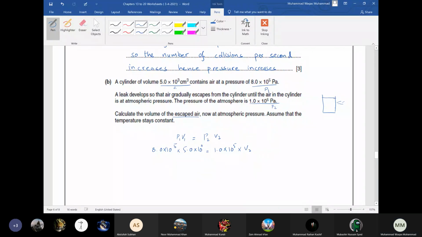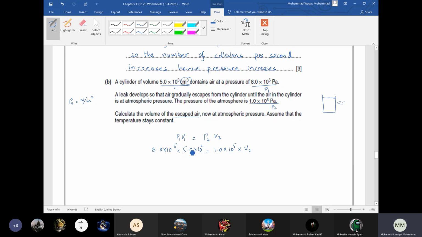Now, beta, here two things are important. First, we know Pascal is equal to Newton per square meter, right or wrong? Yes, sir. Pressure is in Pascal and volume is in cubic centimeter, right? Actually it should be the same, which means if pressure is in Pascal, volume should be in cubic meter, right or wrong?